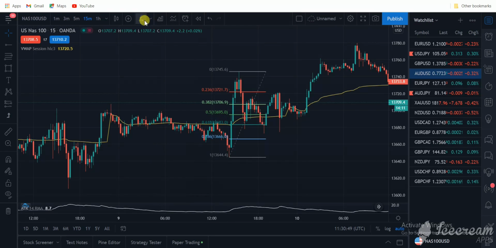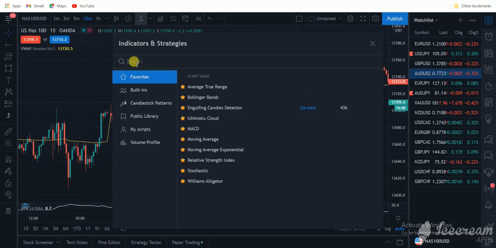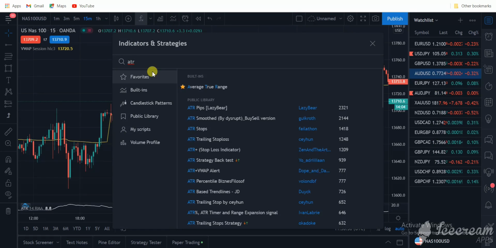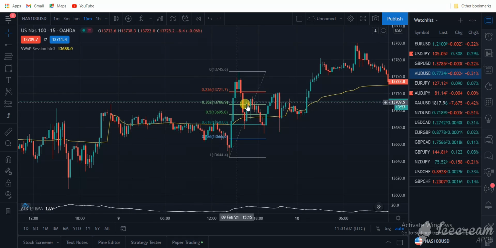So the average true range, you can come to this tool and search for ATR, which stands for average true range, as you can see at this point. When you click on it, it appears down here on your chart. So the ATR will give us the average, like the volatility of the pair, or should I say the candlestick that's just completely formed.